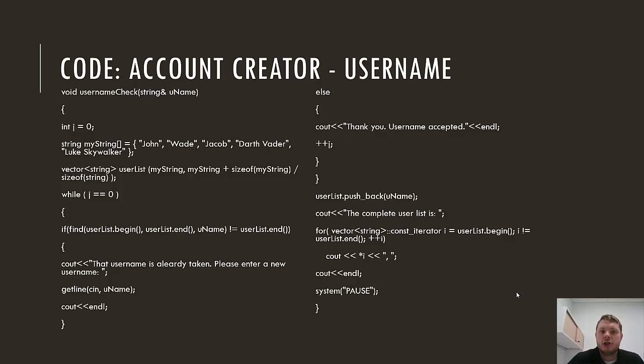Now, initially, my plan was to just use arrays for this function. I have my array that contains a list of usernames. I would then compare each index in that array with the user's applied username to see if any of them are identical, and if so, I could let the user know that they need to enter a different username. And I had originally implemented it that way, just using arrays.